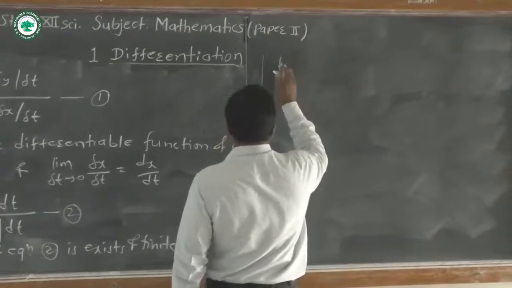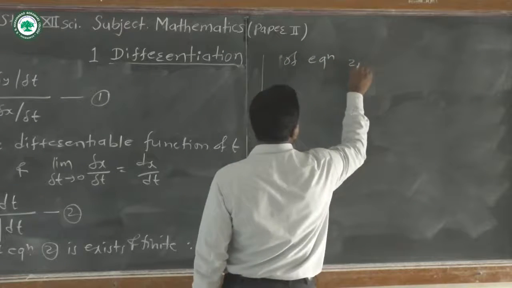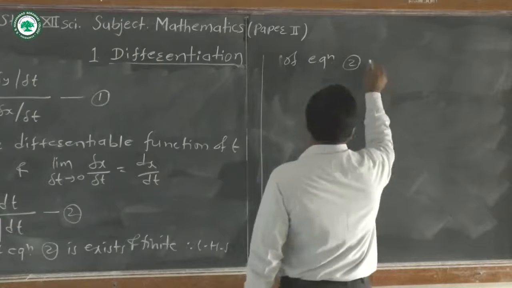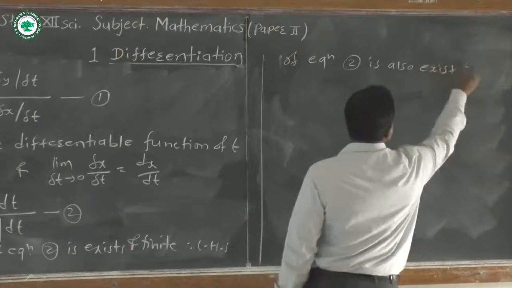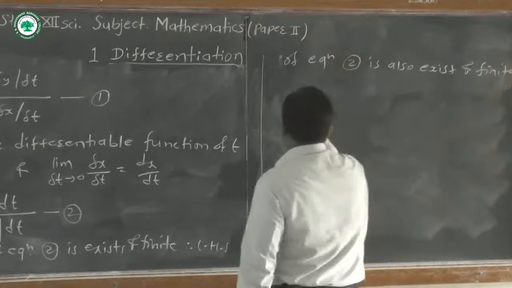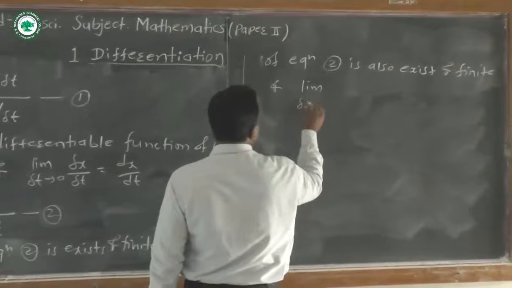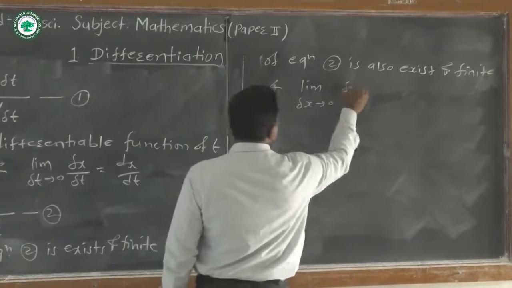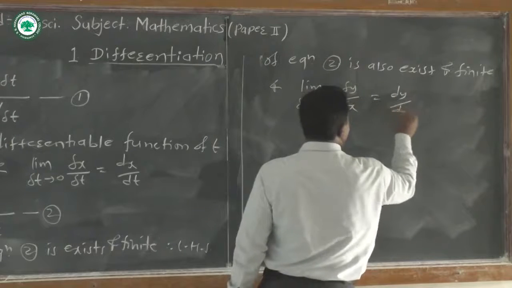Therefore, LHS of equation second is also exist and finite, and limit delta x tends to 0, delta y by delta x is equal to dy by dx.